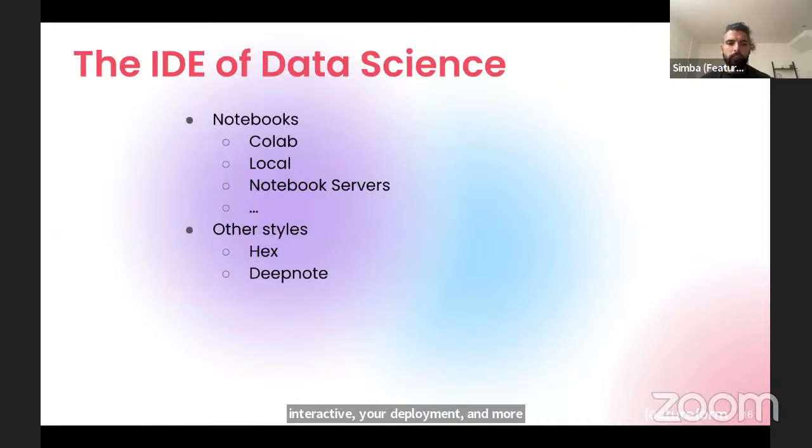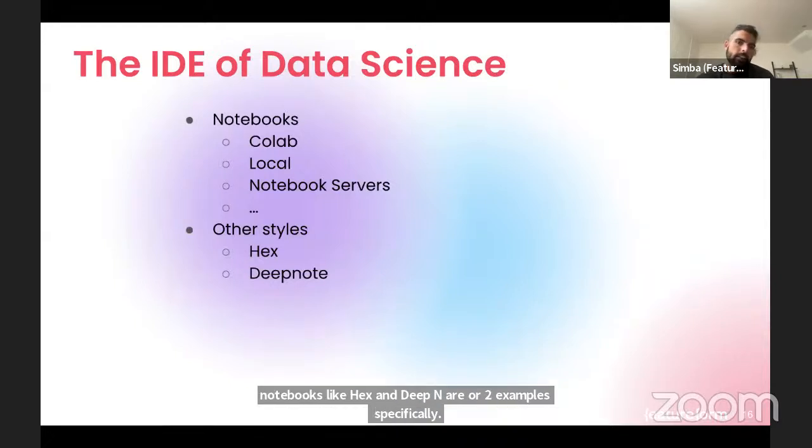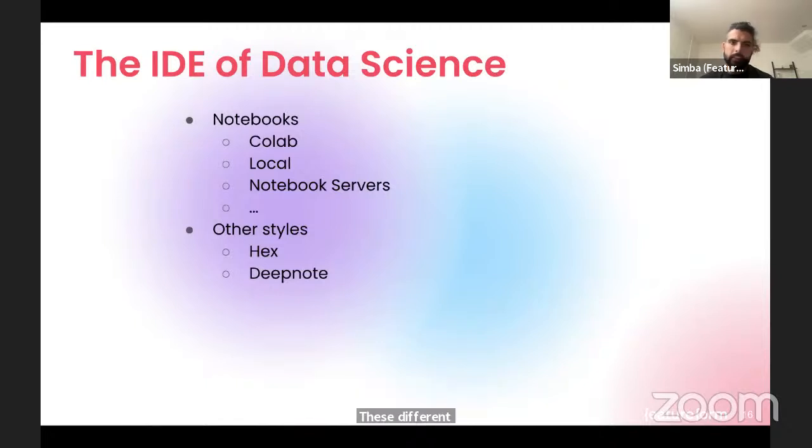Jupyter isn't the only style of notebook. There are other notebooks, like Hex and DeepNote are two examples specifically. These different notebooks, they're almost like different IDEs. They have different benefits. They're maybe shinier in some ways. They are able to do things automatically. They maybe have better graphics in some way. It's worth looking at, I think.